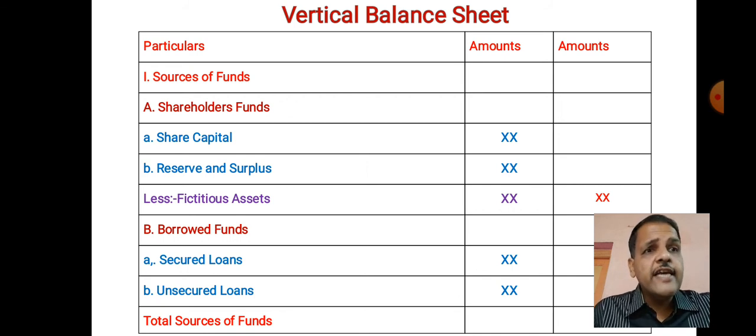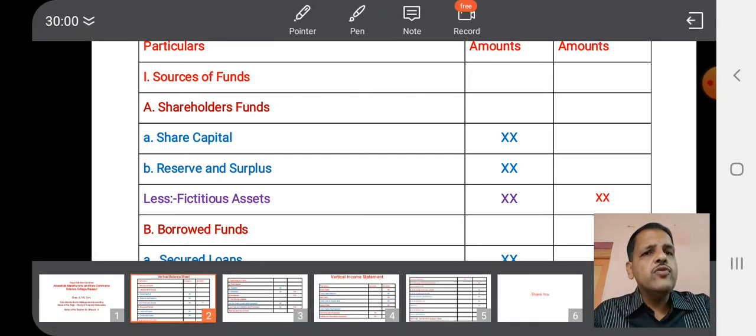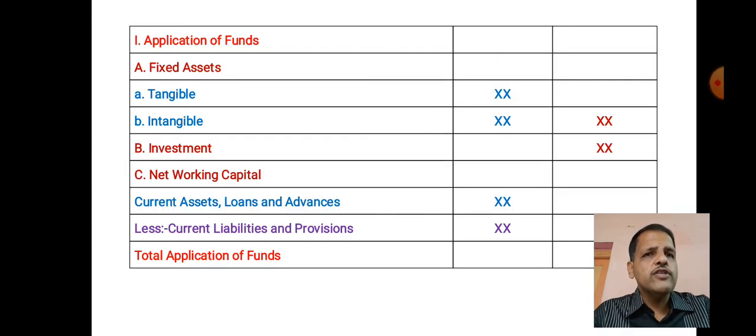So whether security is given or not, on that basis we can say that a loan is either a secured loan or an unsecured loan. Let us go towards total of sources of funds. When we make the total of our shareholders fund and borrowed fund, whatever we get is known as total sources of fund. Now let us go towards application or use of funds.